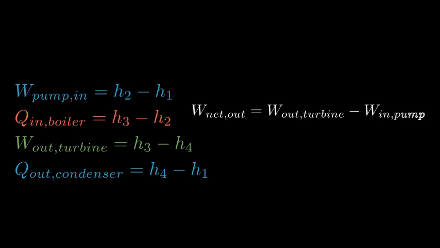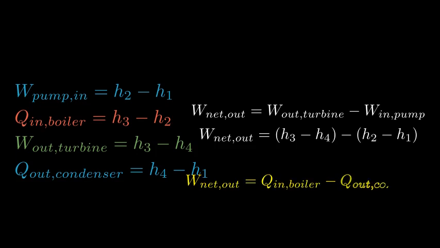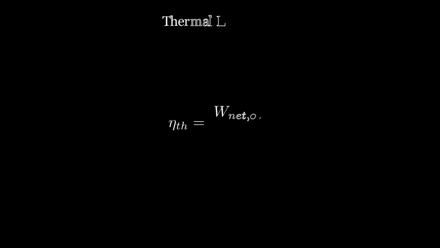Now we can determine the net work output. This is the turbine work minus the pump work. Alternatively, the net work is also equal to the net heat added to the cycle. The most crucial performance metric is thermal efficiency. It tells us how much of the heat input is converted into useful work.